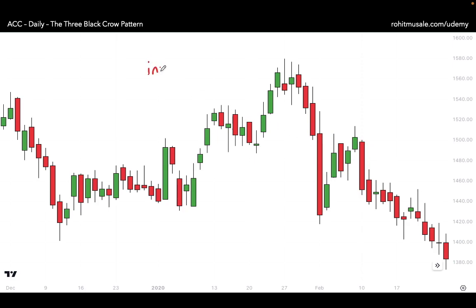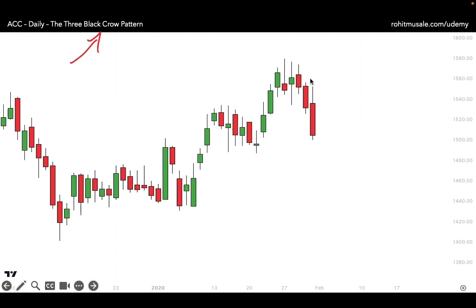I would not use this pattern to initiate a trade, as I told you, because of the poor reward to risk. But I would use this pattern to stay in the trade. For example, if you were short on this stock, maybe here, and you see this three black crow pattern, people who do not have knowledge of the pattern might want to book their profits or cover their short positions. But since you have knowledge of it, you can see these three candles and say, wait, there is a three black crow pattern developing here, right?